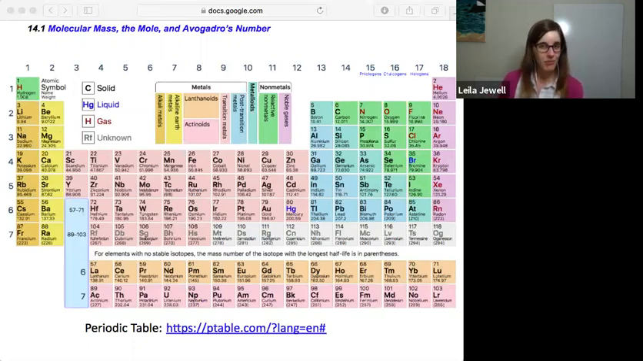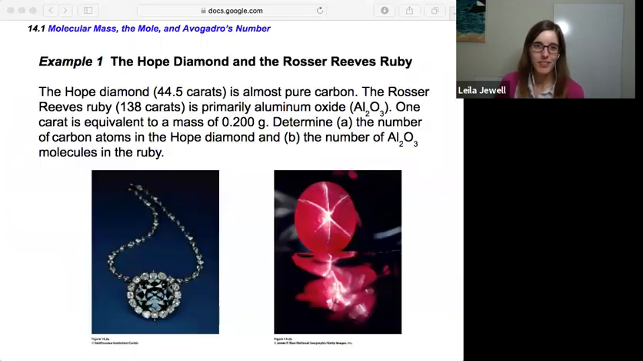All right, let's try an example with this. And might as well do it with diamonds, right? Girl's best friend. So the Hope Diamond and the Rosser-Reeves Ruby. The Hope Diamond is 44.5 carats, is almost pure carbon. The Rosser-Reeves Ruby, 138 carats, is primarily aluminum oxide, Al2O3. 1 carat is equivalent to a mass of 0.200 grams. Determine A, the number of carbon atoms in the Hope Diamond, and B, the number of aluminum oxide molecules in the ruby.